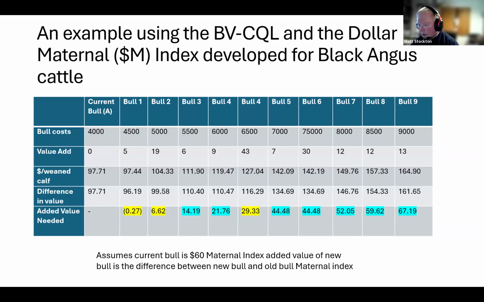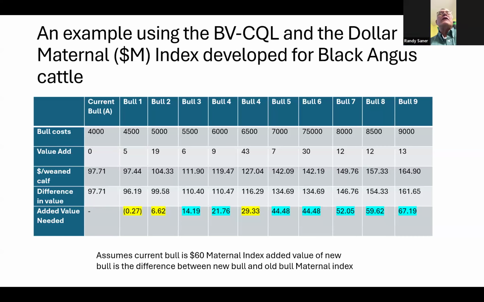So what does the yellow versus the blue mean at the bottom? The yellow would be the value added: you needed less value, 29.33, than what he actually contributed. So in other words, you needed $29.33 to make it work, and he was worth 43 compared to bull A, right? And even if you look at bull 3 at 5,500, he needed 14.19, so he was less. You only got 6.